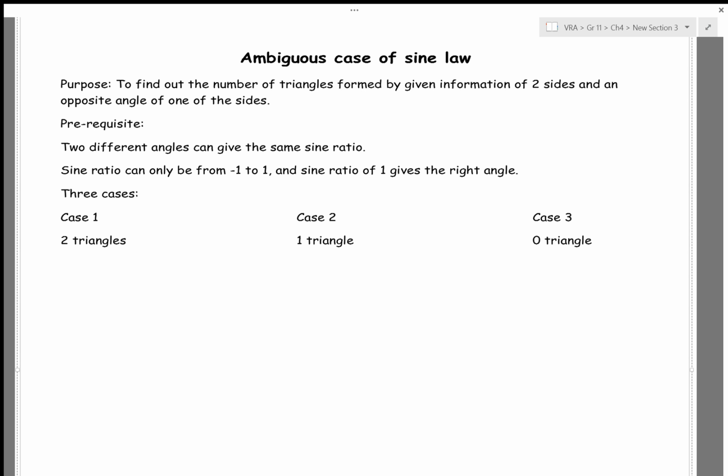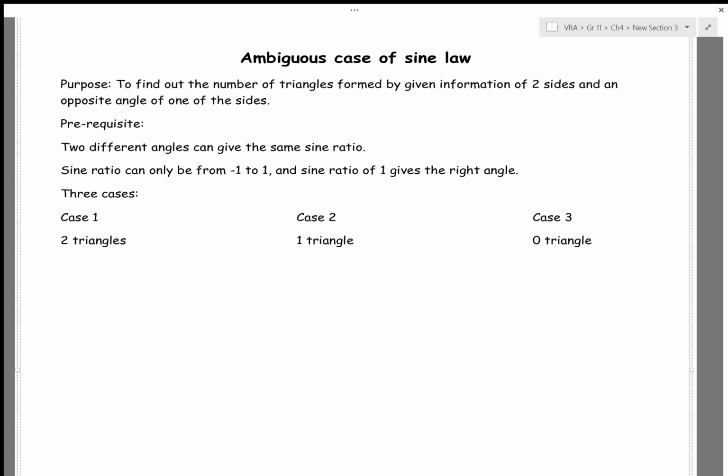So when you're dealing with the ambiguous case of sine law, as you can see from the title of it, we're trying to investigate the ambiguity of a triangle, whether the triangle can be formed in different ways rather than a conventional way of forming one. Usually you can form a triangle by having two sides and one angle. That angle is one of the opposite angles of the given two sides.